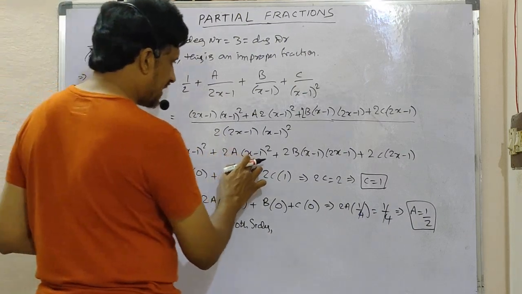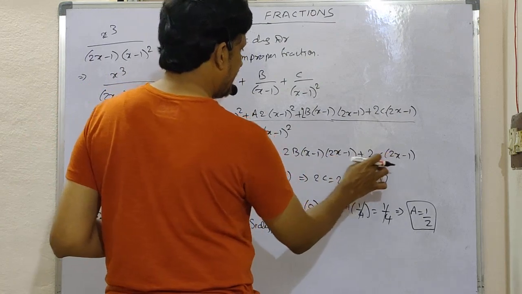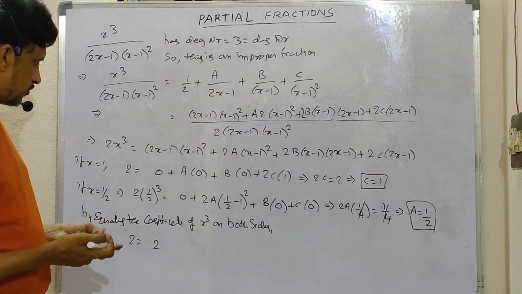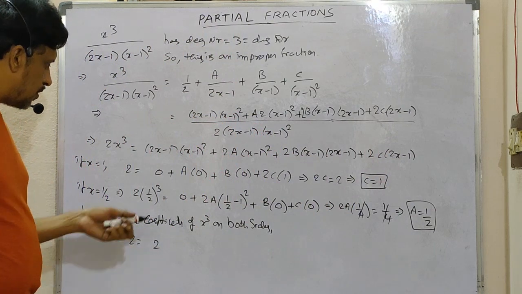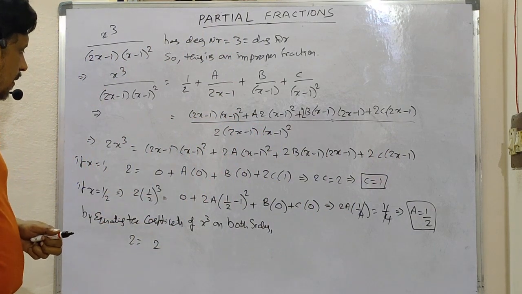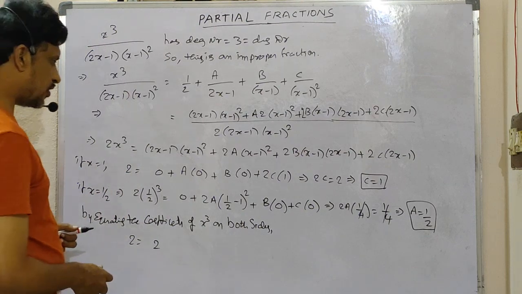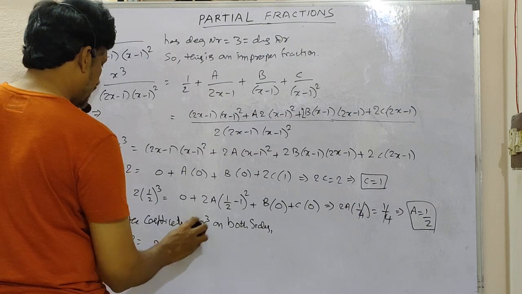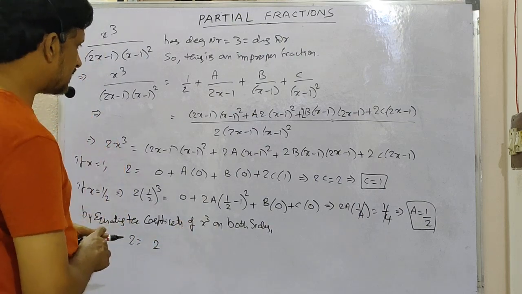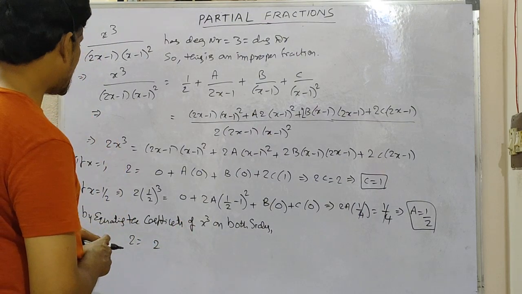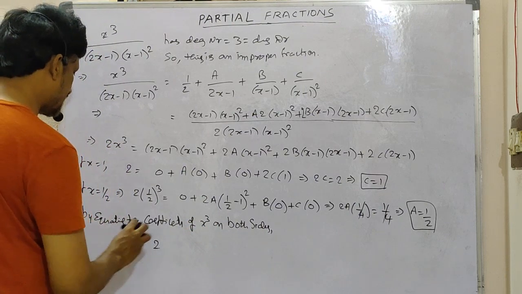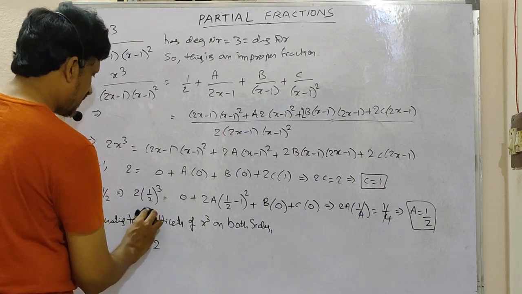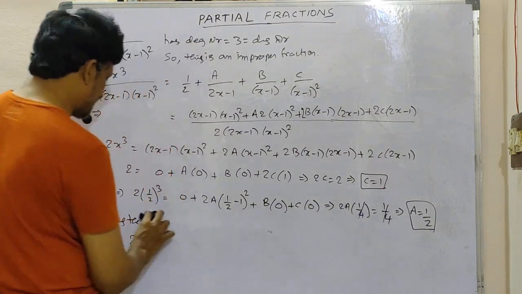And here x square term, here x square term, here also x term. So we are not getting any unknown. So there is no use in equating the coefficients of x cube on both sides. You can equate either constants or any other. Okay, we'll see here. Just equate the constant terms on both sides, because we got a and c, the only unknown is b. By equating constants on both sides.